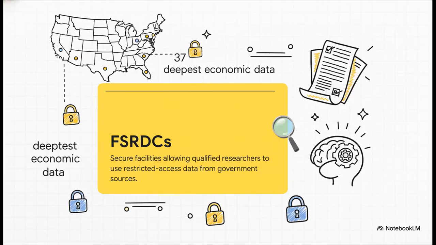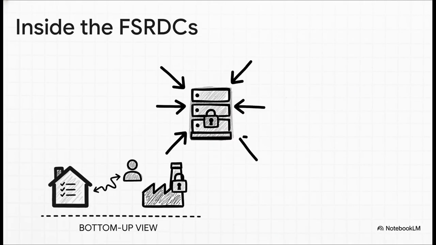And here they are, the Federal Statistical Research Data Centers. There are 37 of these super secure centers run by the Census Bureau. This is where the deepest, most non-consensus economic data in the world resides. This is the ground truth.